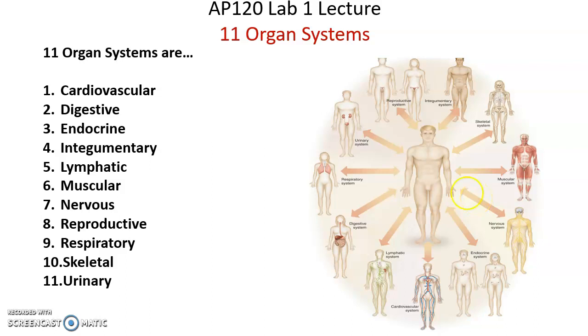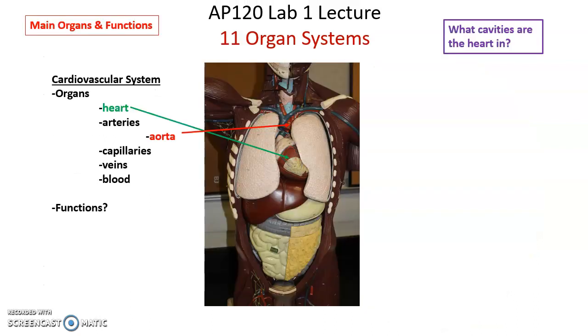Right, we're moving on to the second part of Lab 1's lecture. We're going to cover the 11 organ systems: cardiovascular, digestive, endocrine, integumentary, lymphatic, muscular, nervous, reproductive, respiratory, skeletal, and urinary. These are the 11 organ systems of the human body.